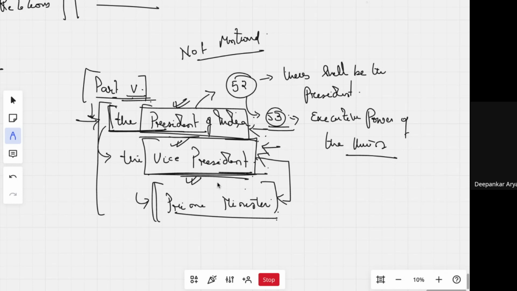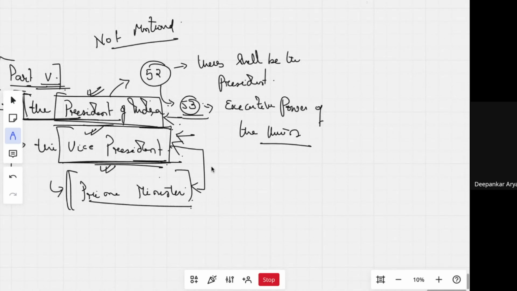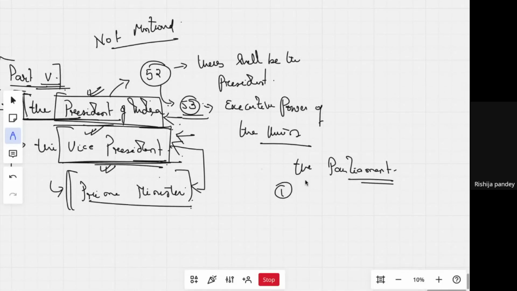Is that clear? Yes, sir. Okay. Now, this is something that again we are going to see when we talk about the Parliament. The Parliament consists of 3 different segments. Which are the 3 different segments, anyone? Sir, Lok Sabha, Rajya Sabha, and President. Wrong.